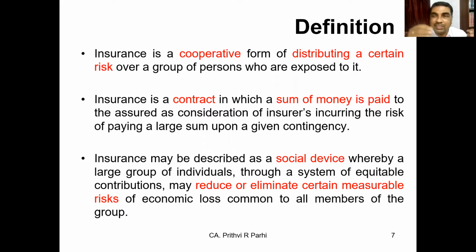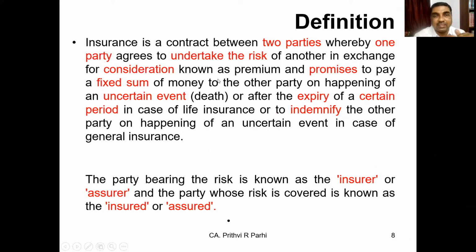By doing so, they are able to reduce the risk or maybe eliminate the risk. But actually the contingency is not removed. The accident or the subject matter for which insurance is taken cannot be eliminated, but the risk can be eliminated in the sense that the financial loss part can be eliminated. These three points try to define what is insurance, but a better definition will be like this. If you go through this definition, it clarifies exactly what insurance is.